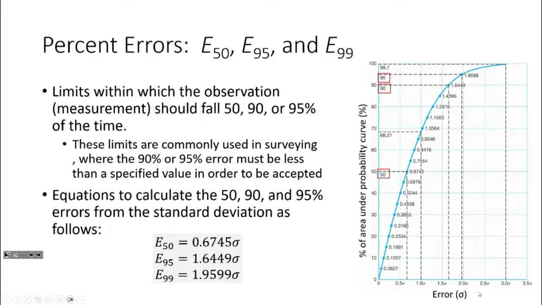Now, because the standard deviation is a little messy, the range of those percent errors can be a little messy as well. So what I propose is, let's just take E50, okay? What E50 is, and what we're trying to do is figure out how many standard deviations above and below the mean we need to traverse such that that shaded area is 50% of the total area.